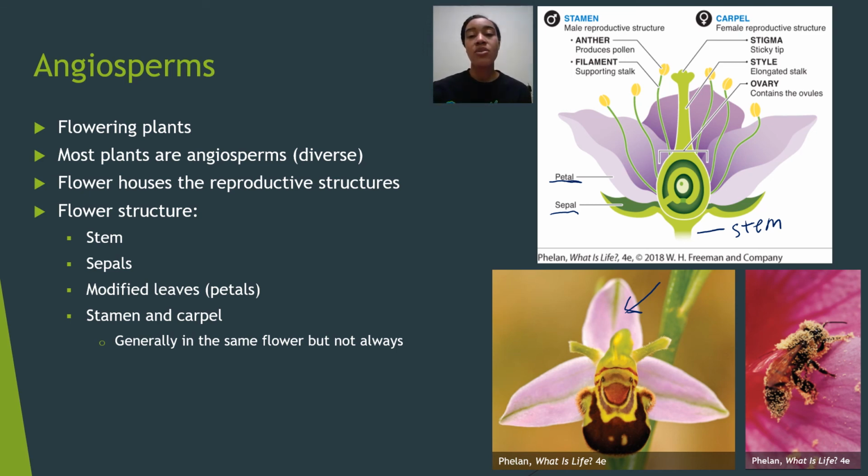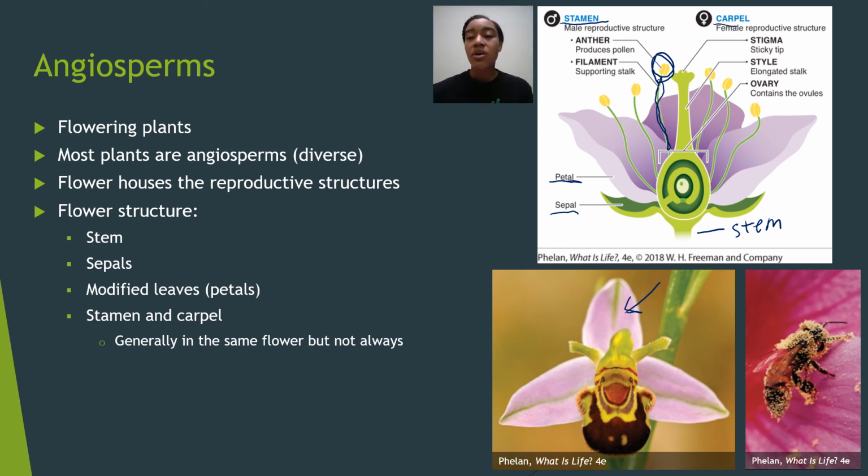We have our male structure, which is called the stamen. And the stamen consists of a filament, which is the supporting stalk here, that holds up the anther. And the anther is where pollen grains are made. So pollen grains are made in the anther, and they're basically held up high by these filaments.